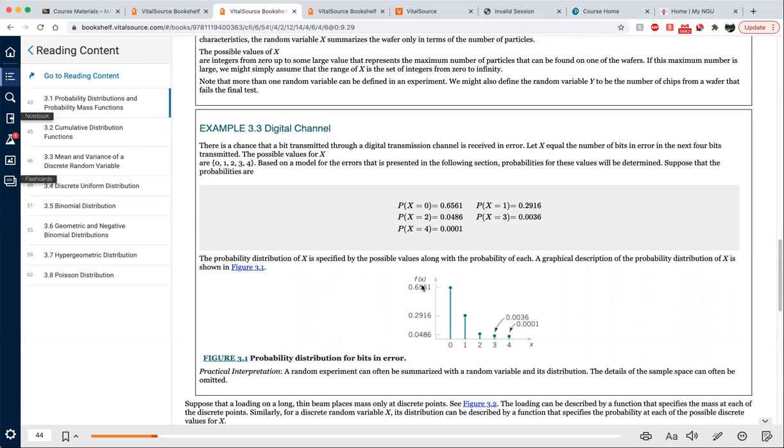So now here f of x represents what? Probability mass function. So it means that f of 0 is 0.6561, f of 1 is 0.2916, and f of 2 is 0.0486.